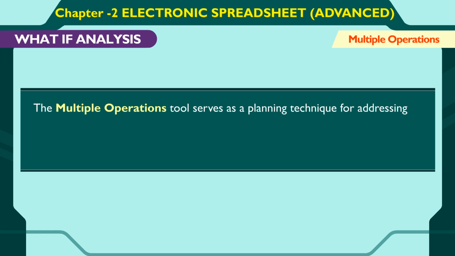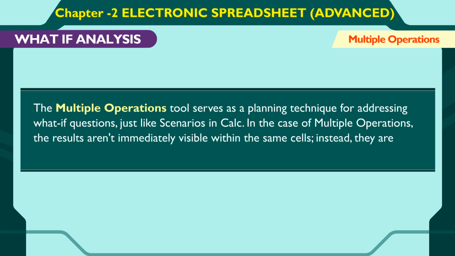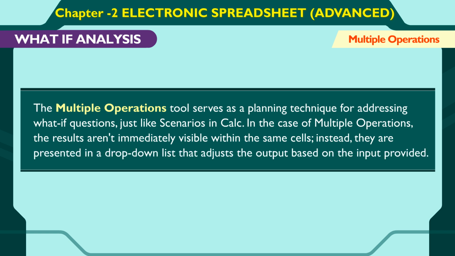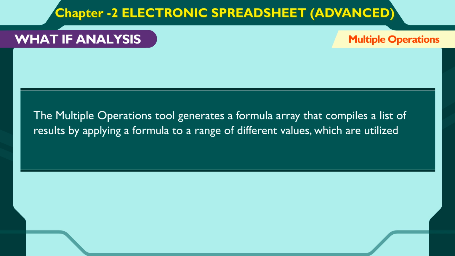Multiple operations. The multiple operations tool serves as a planning technique for addressing what-if questions, just like scenarios in Calc. In the case of multiple operations, the results aren't immediately visible within the same cells. Instead, they are presented in a drop-down list that adjusts the output based on the input provided. The multiple operations tool generates a formula array that compiles a list of results by applying a formula to a range of different values which are utilized within the formula.